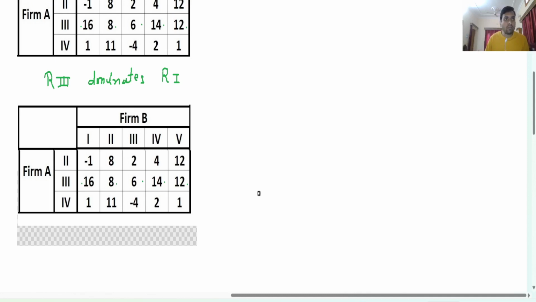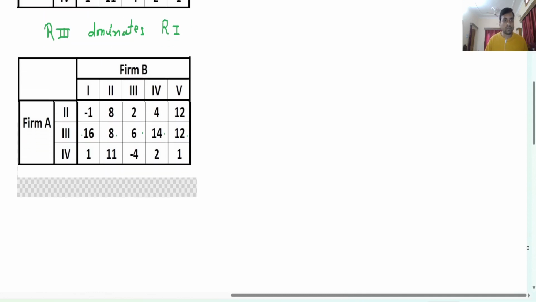So I am comparing this second row with this third one. This minus 1 is lesser than 16. This 8 equals to 8. This 2 is less than 6. This 4 is less than 14. This 12 is equal to 12. This means condition that all the elements of row must be lesser or equal in comparison of all the respective elements of any other row. So this is lesser, lesser, equal, lesser, lesser, and this is equal. So again we can eliminate this second row.